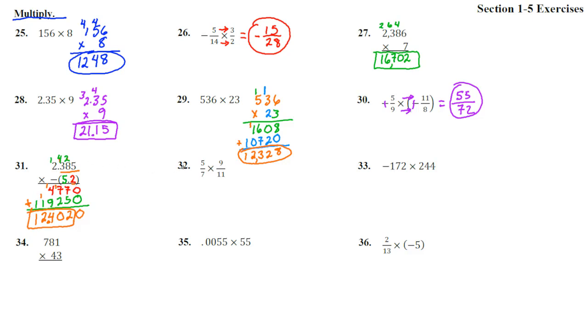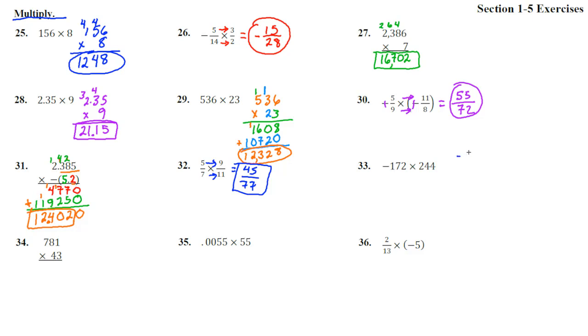Okay, number 32. We have fractions multiplying. So we get 5 times 9 is 45. And 7 times 11 is 77. And notice there's nothing special, no negatives, nothing we need to do there. 45/77. Good.